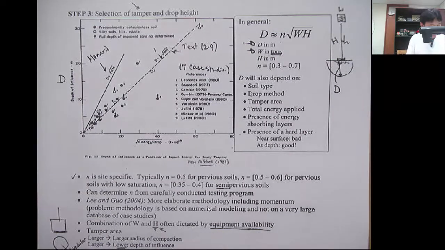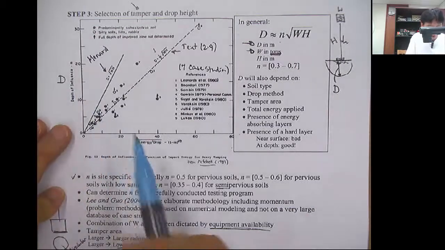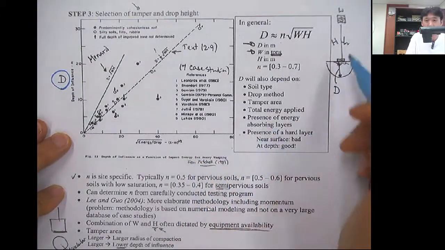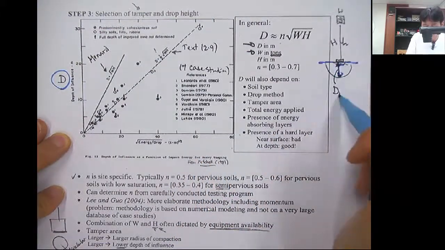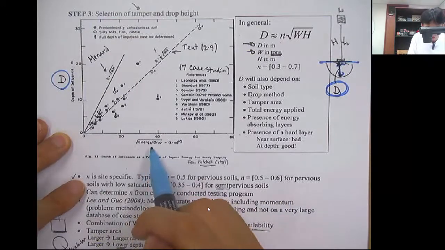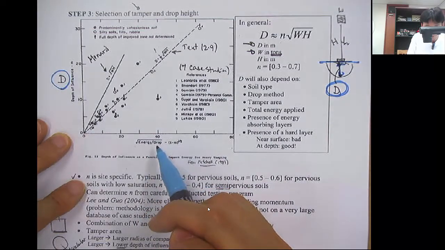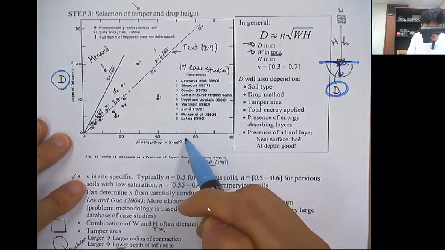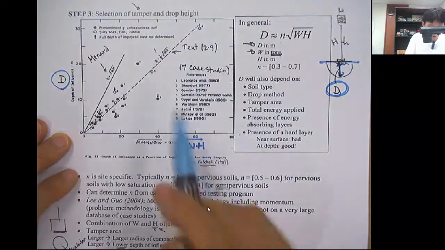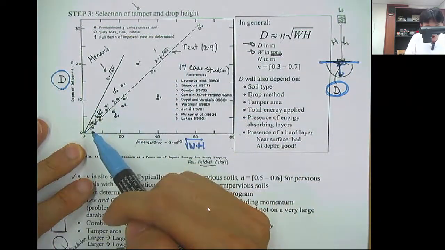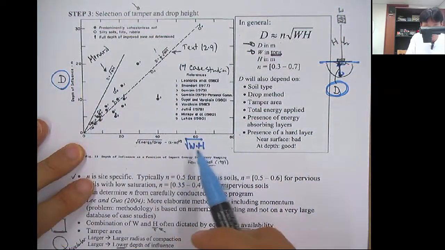So then step 3 is to select a tamper and the drop height. This graph shows that the y-axis is the depth of influence, the effective depth, D, and the x-axis is the energy per drop. So this is the square root of W times H. And you can see that the data points are quite linear. So it has a linear relationship between D and the square root of WH.